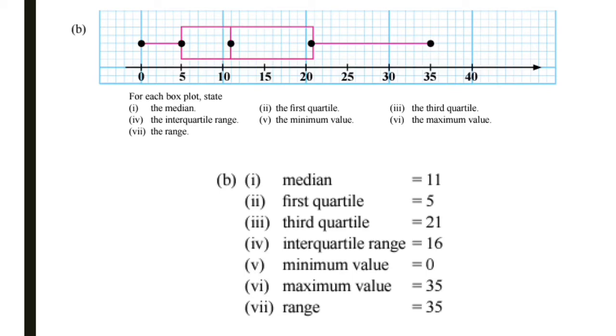And the minimum value is the data at the left, which is 0. Maximum value is 35, the data to the right. And the range is the difference between maximum and minimum value, which is 35 minus 0. So the range is 35.